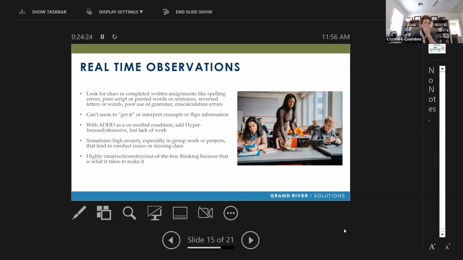Okay? So some real-time observation that you as a faculty member can look for. Look for clues in the completed written assignments, like spelling errors, consistent, awful spelling, poor written script or poor printed words or sentences, or reversed letters or words, B and D, for example, an A and an E, sometimes replacing each other, or words that are flipped. Instead of Jane was coming, Jane coming was, okay?